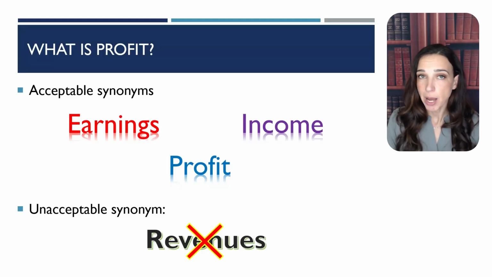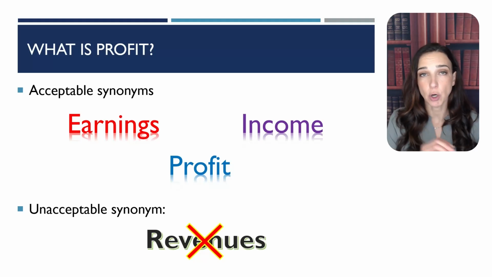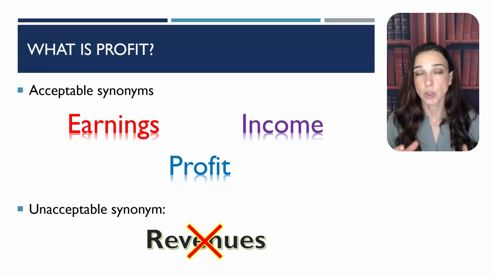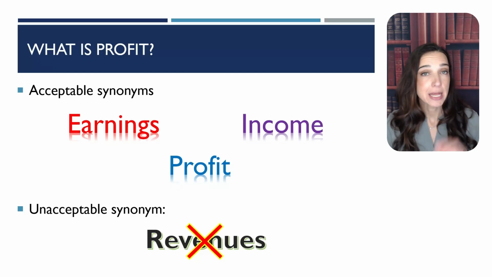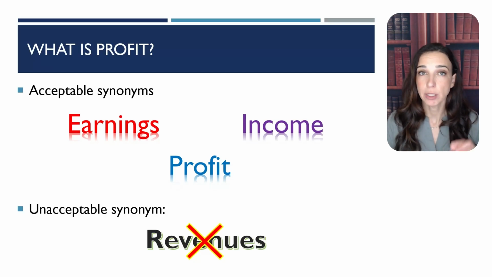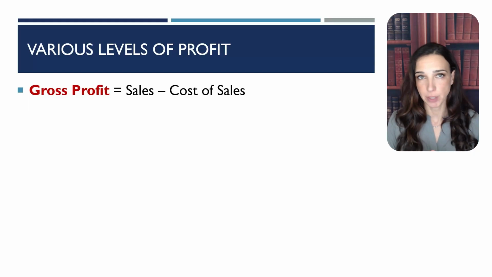Revenue is the top line of the income statement. These are just the sales to your customers. When we're talking about earnings, profit, or income, we're talking about revenue minus expenses. Now, what expenses exactly are subtracted? That's going to determine what type of earnings or what type of profit we're talking about. So let's introduce the different layers of profit on the income statement.